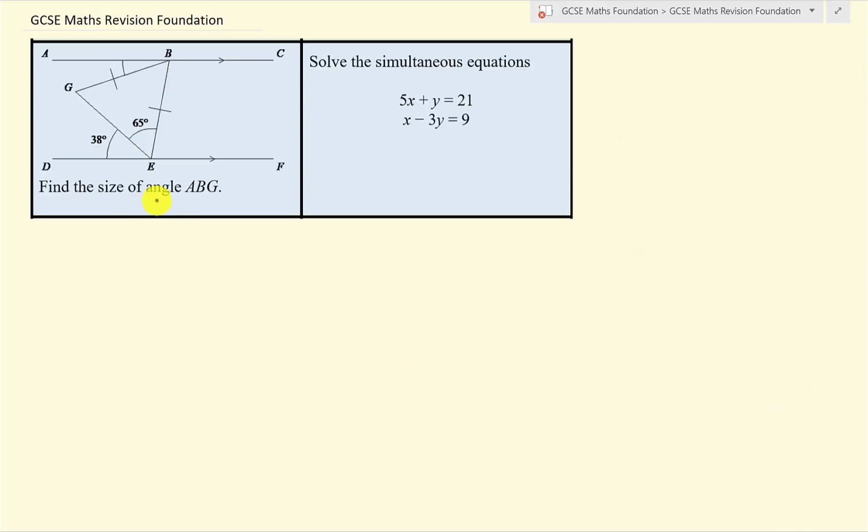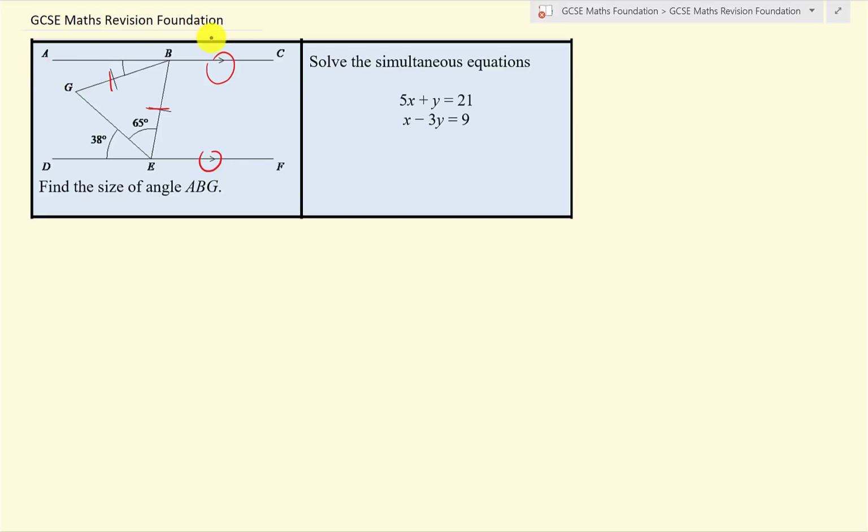Next question: find the size of angle ABG. When you get an angle question, it's always good to see what you've been given in the question. We can see we have an isosceles triangle, because these two lines say these two sides are the same, so therefore these two angles are the same. And we also have a set of parallel lines, so we've got these arrows and these two lines. That means at some point we might need to implement the angles in parallel lines rules. So let's have a look.